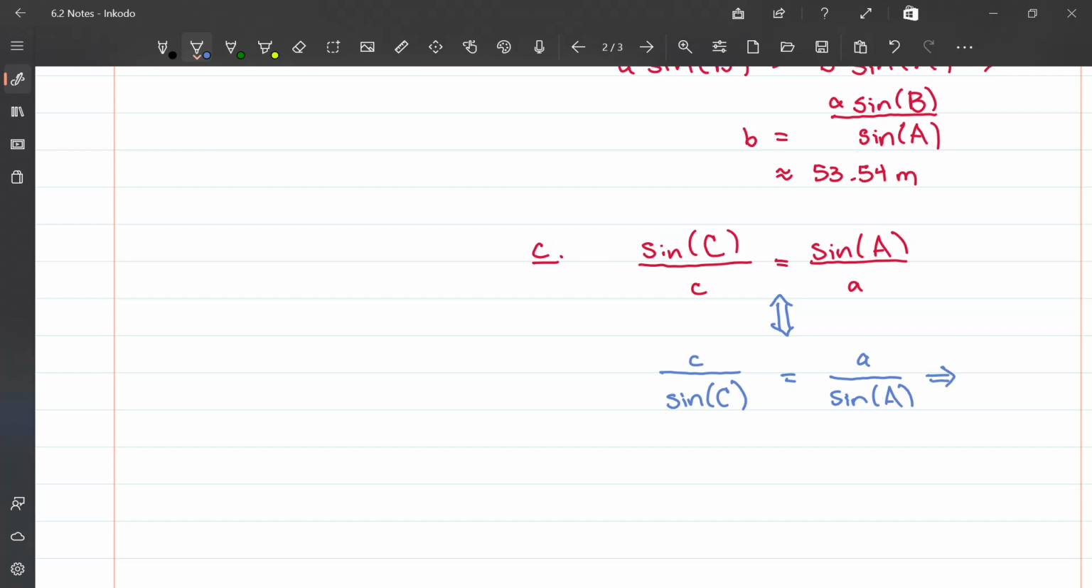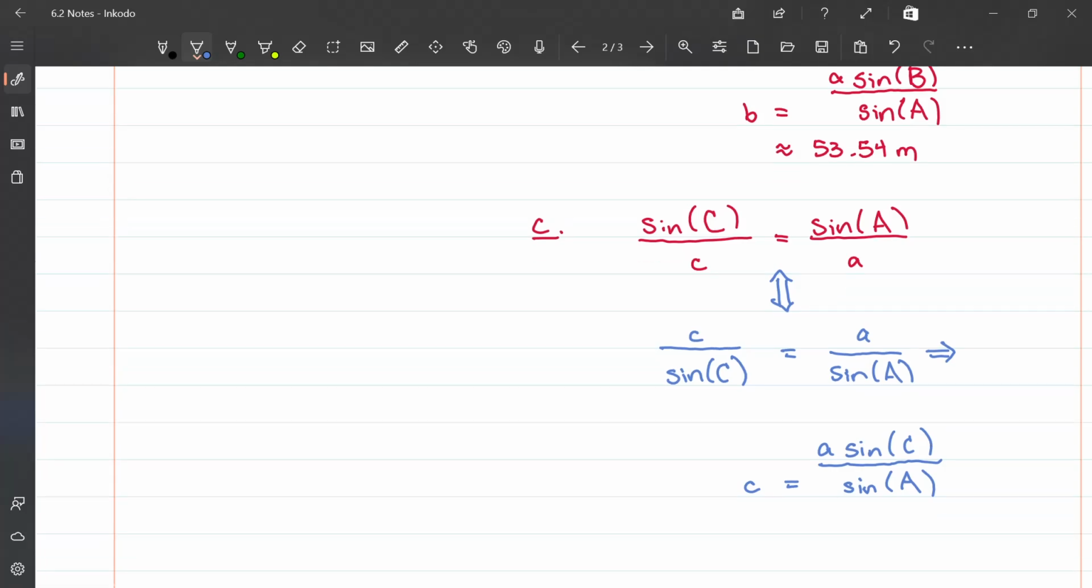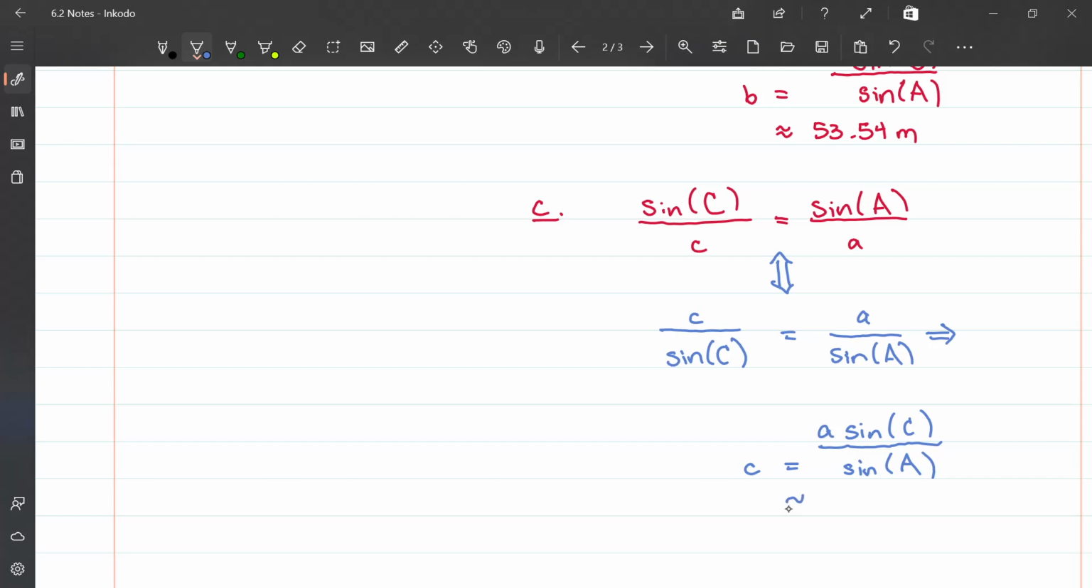Now all I have to do is multiply both sides by sine of c. And so I wind up with an equation that looks like little c is equal to a sine of c divided by sine of a. And it takes visually much fewer steps. The answer we get, however, is still going to be the same, and if I give that to you now, accurate to 2 decimal places, I wind up with 90.16 meters, approximately.